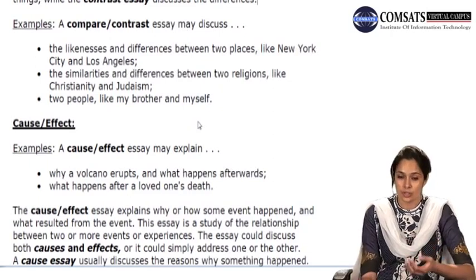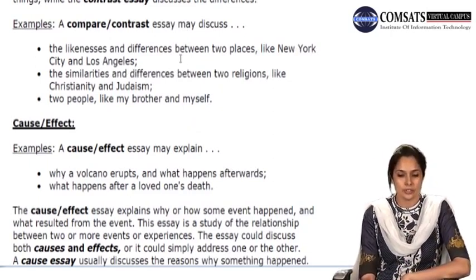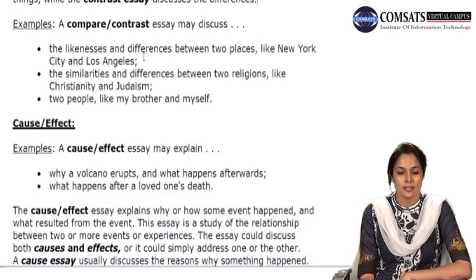So these contrast and compare essays are very interesting to write about. अगर आप differences likhna chahte hain New York और Los Angeles में, to you need to do a lot of research regarding that. और उसमें आपको दोनों की सिमिलैरिटीज़ और डिफरेंसेस निकालने हैं.